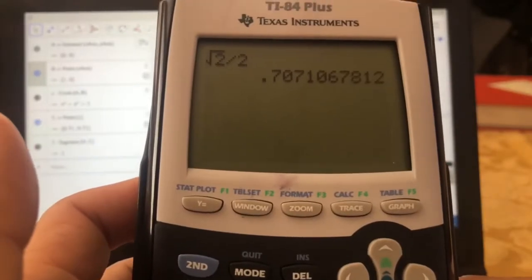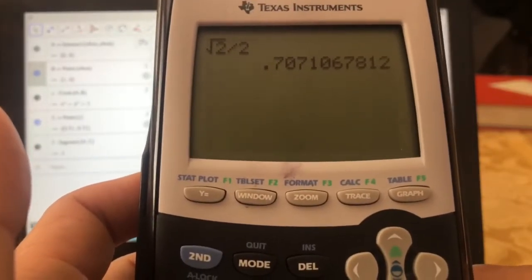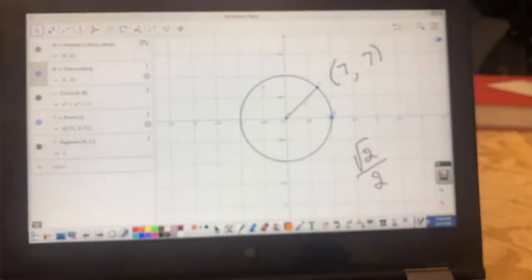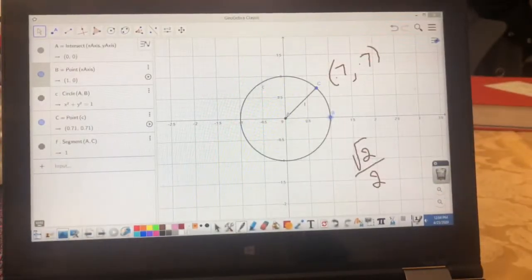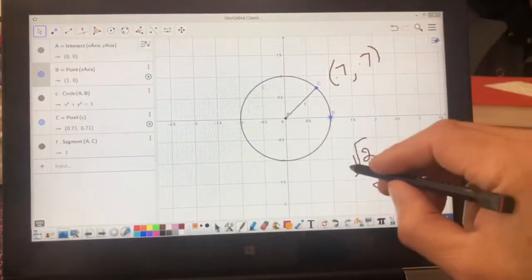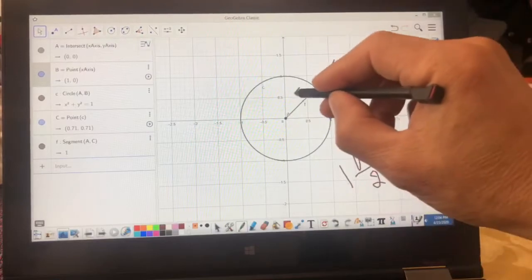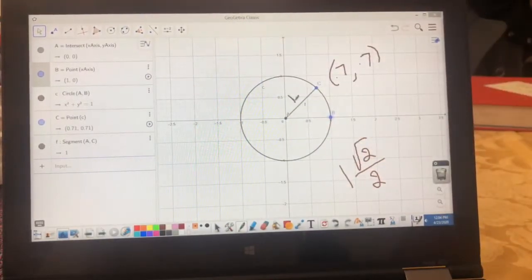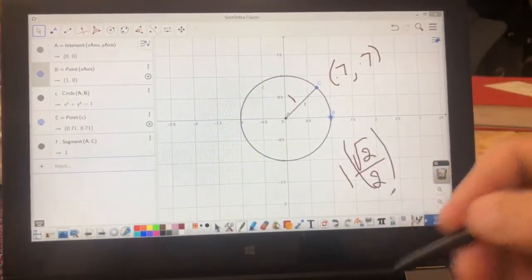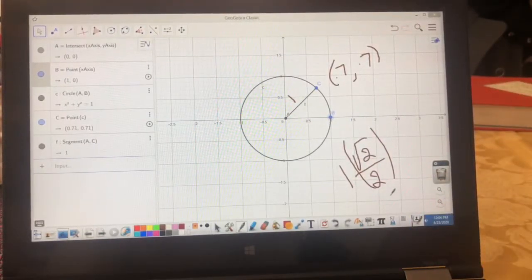There's 0.7. In fact, they round up to 0.71. Okay, so I'm going to leave that a little bit. So now what happened? Well, the number has 1 in front because the unit circle has a radius of 1. So if you take 1 times 0.7, you get 0.7.